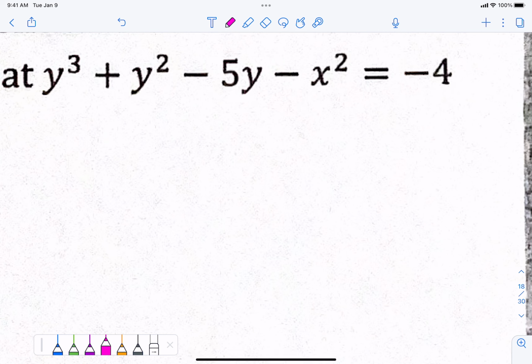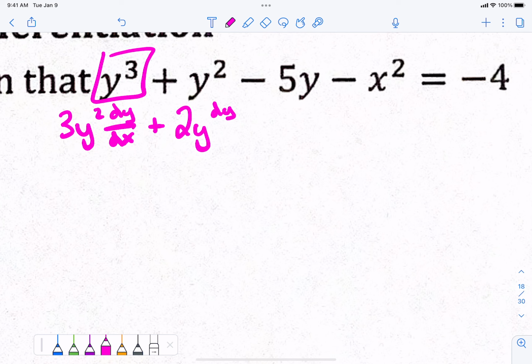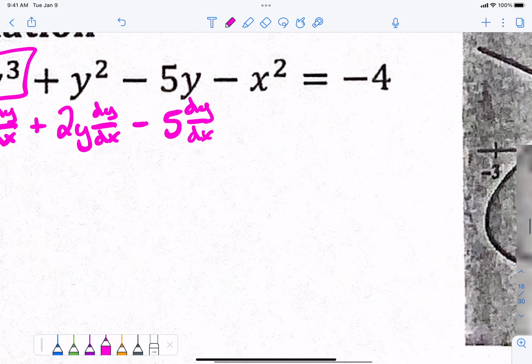Okay, so let's find the derivative of y to the third power. 3y squared dy dx. And we need to do dy dx because that is the derivative of y. Okay, plus 2y dy dx, minus 5 dy dx. Okay, now this one, minus 2x.